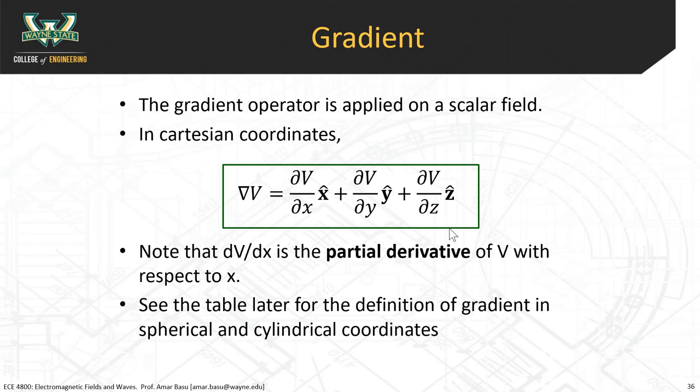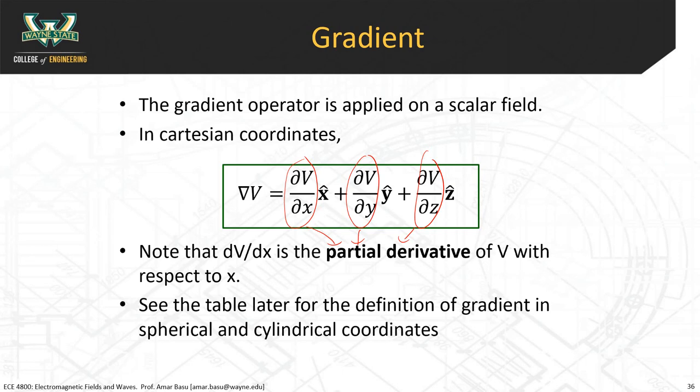How do we solve for it? When the gradient operator is applied on a scalar field, this is what it looks like. Del v is equal to dv dx times x hat plus dv dy times y hat plus dv dz times z hat. So these are partial derivatives. Each one of these, dv dx, dv dy, dv dz, are all partial derivatives. dv dx is the partial derivative with respect to x. dv dy is the derivative of v with respect to y. dv dz is the derivative of v with respect to z.